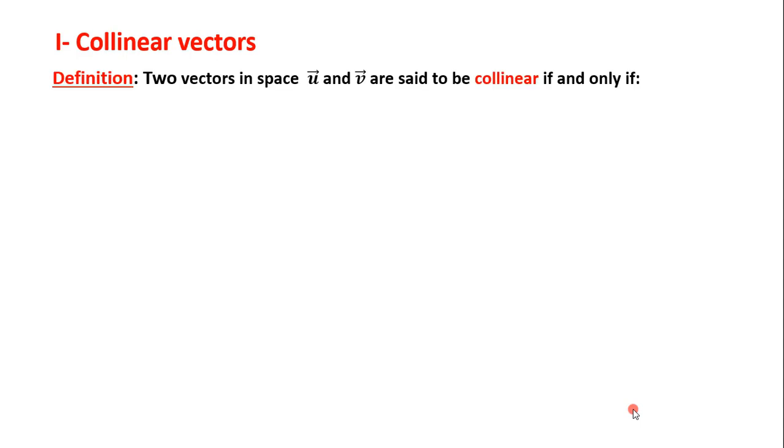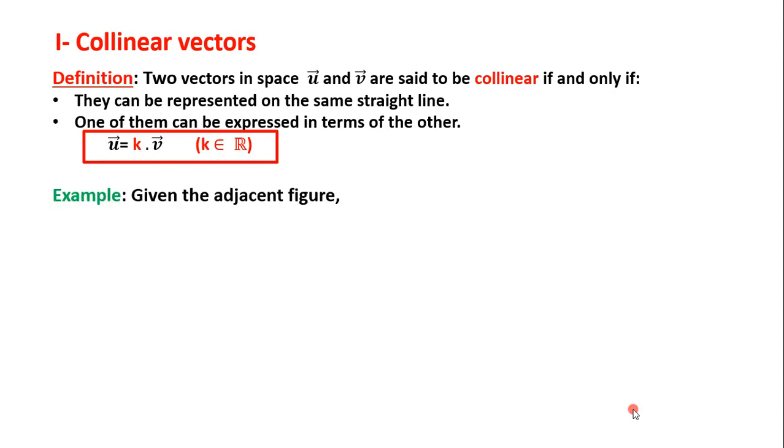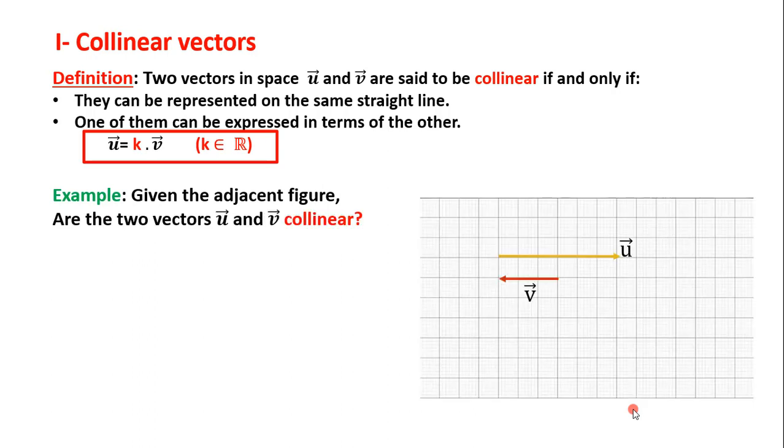Collinear vectors. Definition. Two vectors in space, u and v, are said to be collinear if and only if they can be represented on the same straight line and one of them can be written in terms of the other: u equal to kv, with k belongs to R. Example: given the adjacent figure, are the two vectors u and v collinear?